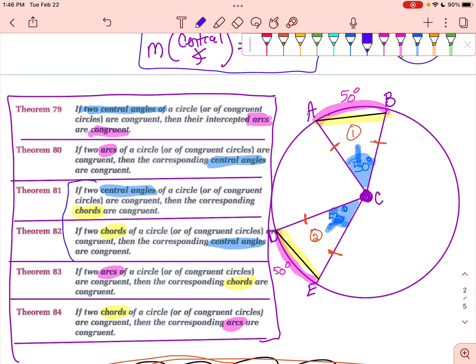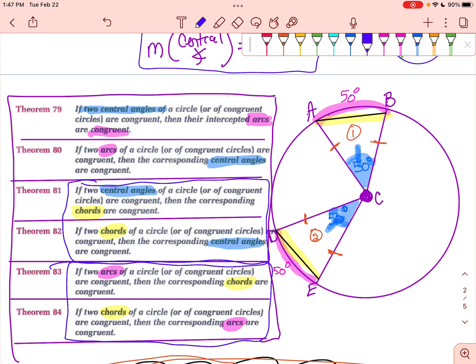My next 2, 81 and 82, now we're looking at the blue and the yellow. If the central angles are equal, then the yellow chords, if I were to connect those points from A to B and from D to E, have to be equal to each other. And the converse, if the yellow chords are equal, then the central angles are equal. And then the last 2 that we're talking about are referring to the pink and the yellow. Again, if the arcs are equal to each other, then the chords are equal, and if the chords are equal, then the arcs are equal.